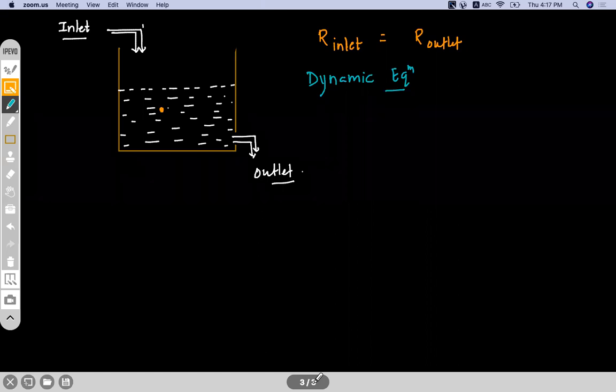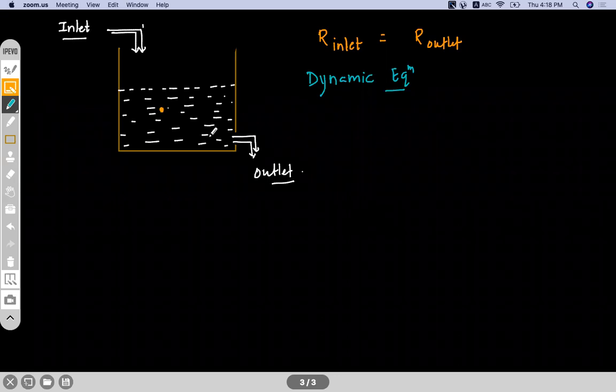So yes, dynamic equilibrium. You understood here that the molecules' positions are changing continuously, right? And there is a continuous flow. Still, the level of water is static here. That is dynamic equilibrium. Okay.